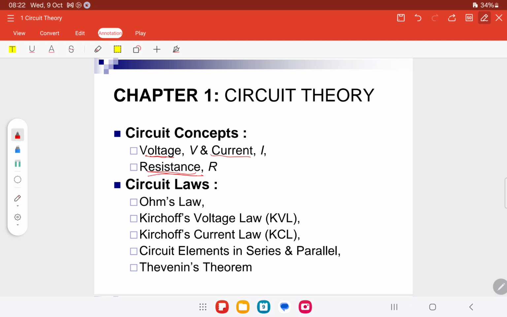Rather than R, if you have read or come across in other subjects, we have C, the capacitor, and also we have L, the inductor.